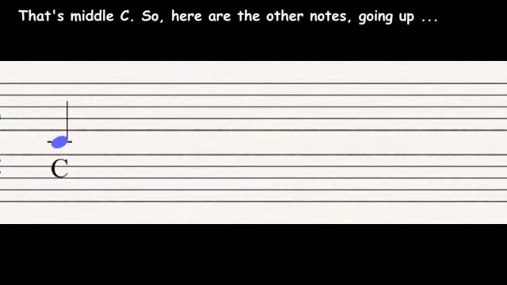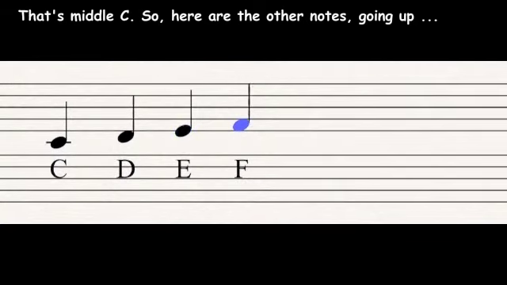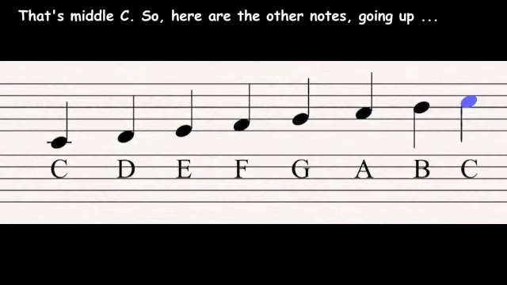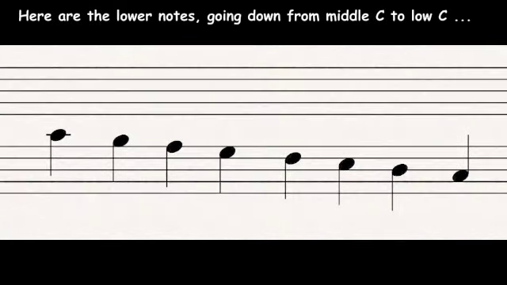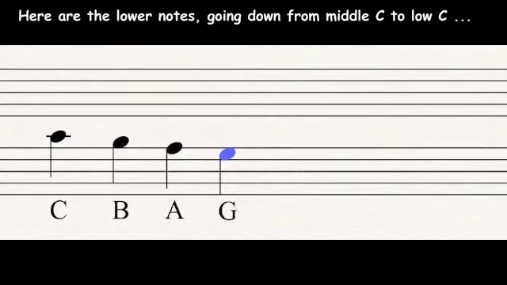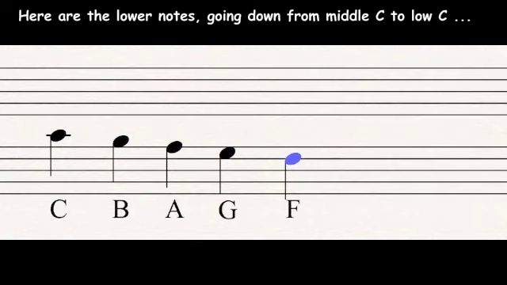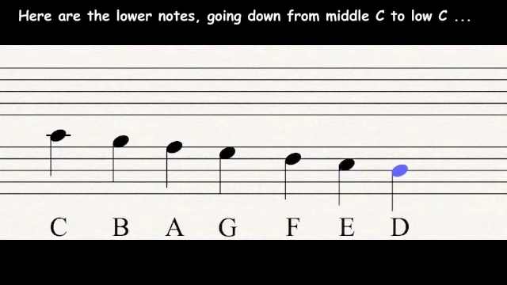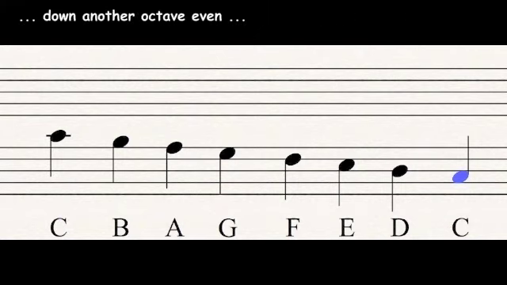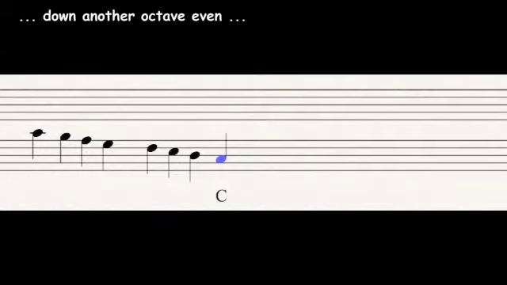That's middle C. So here are the other notes going up. D, E, F, G, A, B, C. Here are the lower notes going down from middle C to low C. Now for the bass voices, of course this will go down much lower, down another octave even.